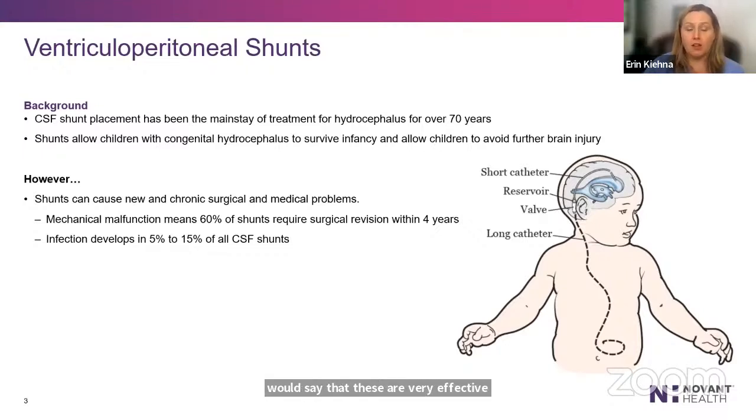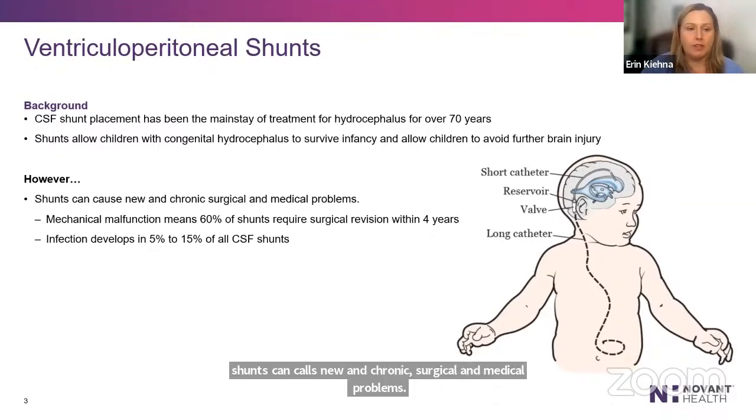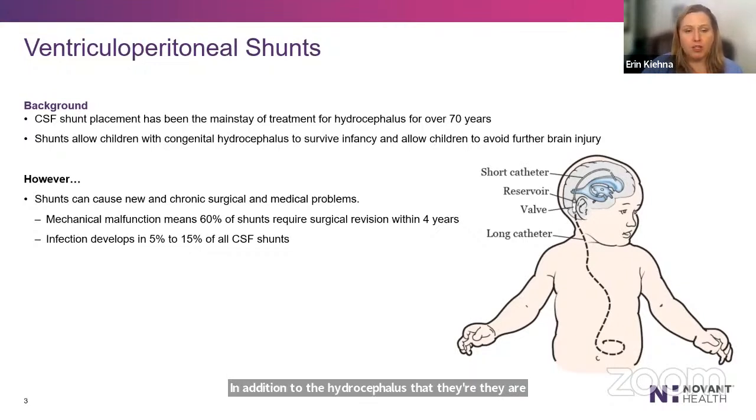However, shunts can cause new and chronic surgical and medical problems, in addition to the hydrocephalus they are there to treat. Mechanical malfunction means 60% of shunts require surgical revision within a 4-year period after they're placed. An infection develops in 5 to 15% of all CSF shunts.